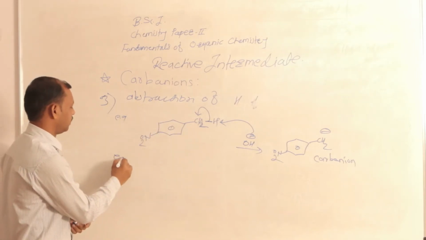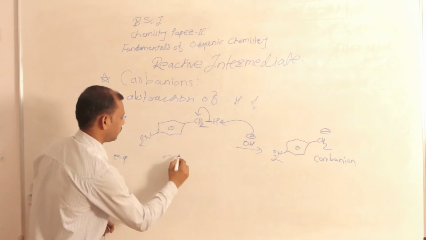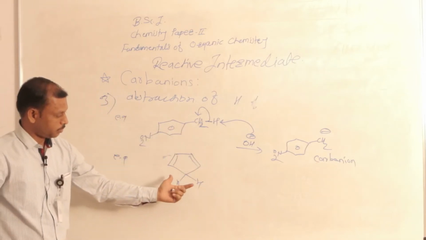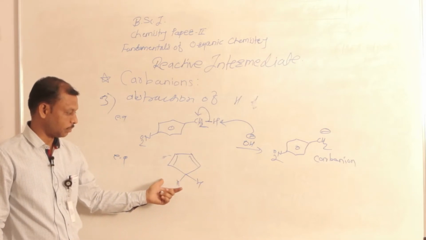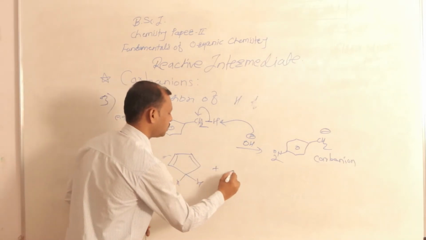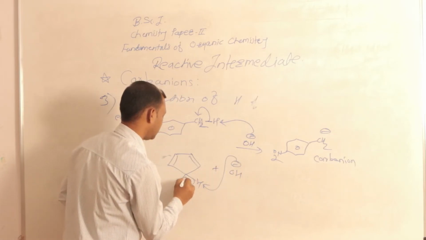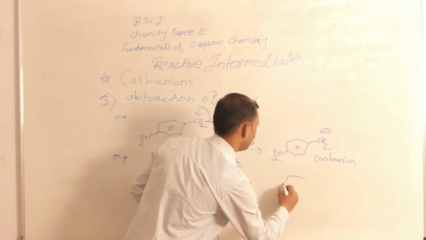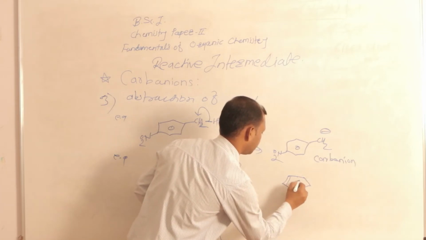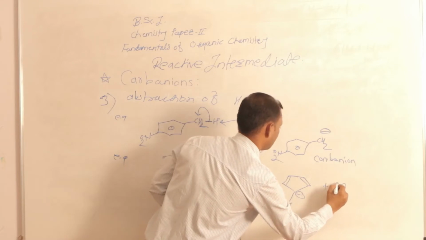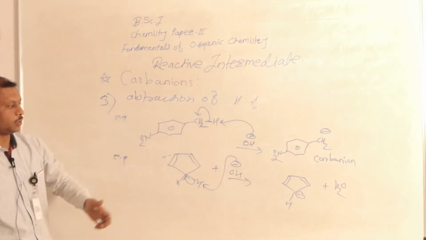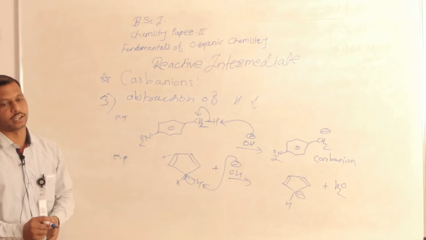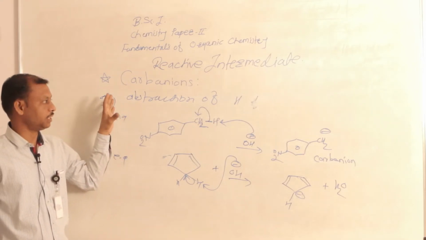Then another example is cyclopentadiene. The hydrogen present on the allylic position of the carbon-carbon double bond becomes acidic, and when you use any kind of base, that base abstracts that proton and it undergoes heterolytic fission, and it will generate a carbanion. So this is one of the most commonly used methods of generation of carbanions by abstracting protons. These are the two examples of generation of carbanions. So here we have seen 3 methods of generation of carbanions.